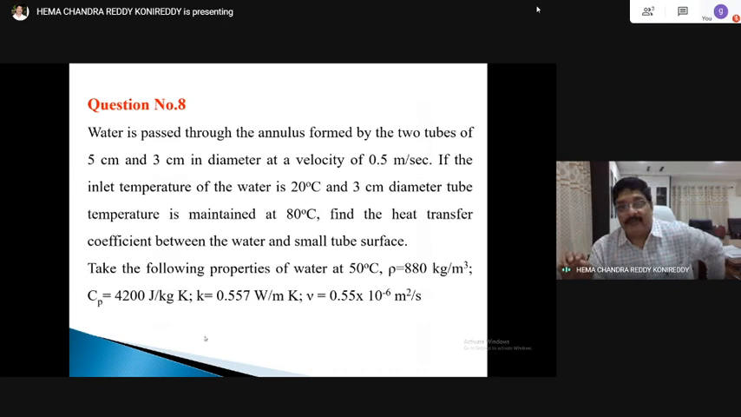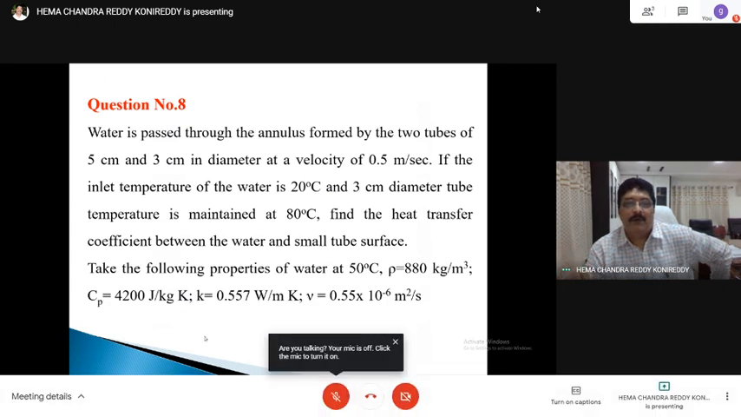Okay. If the inlet temperature of water is 20 degrees centigrade and the diameter of the tube is 3 centimeters, it is maintained at 80 degrees centigrade constant wall temperature. Find the heat transfer coefficient between water and small tube surface. Water and small tube surface. Okay.